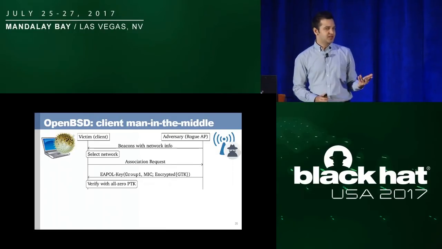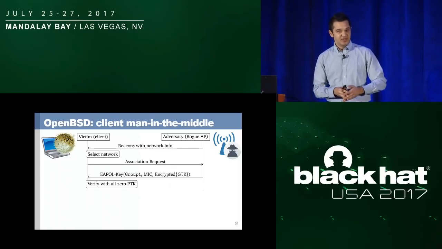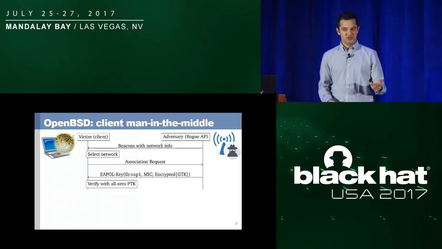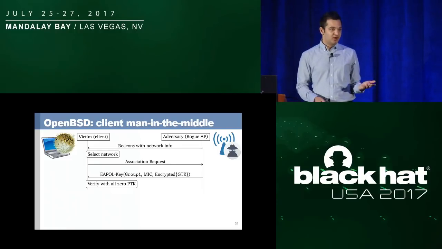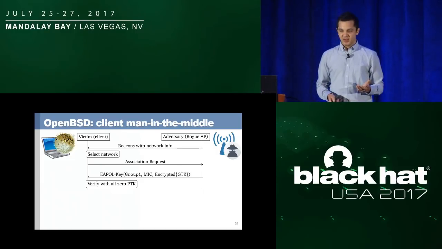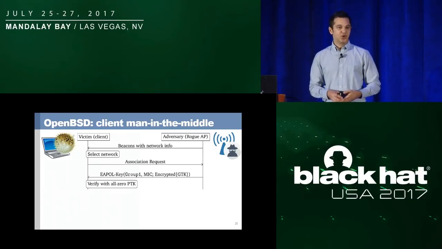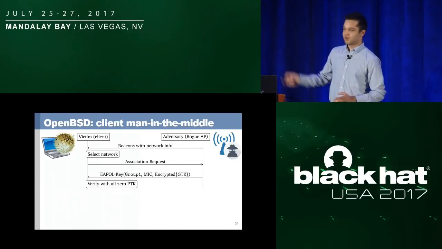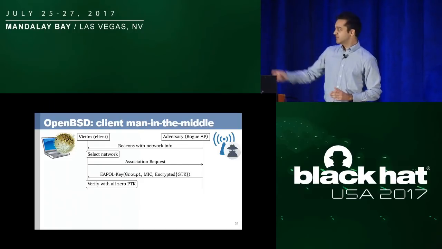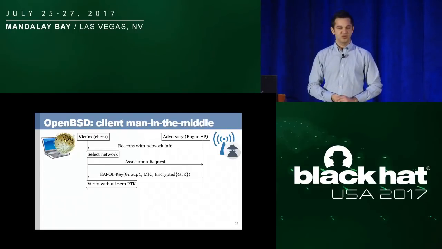So what's the group key handshake? The group key handshake is in a sense similar to the four-way handshake, except that it's used to transport the group key, which is used to encrypt broadcast and multicast traffic. So the interesting part here is that we have a very similar vulnerability to the previous case, where because the client hasn't generated the session key yet, it will use again an all-zero key to verify the authenticity of this frame. So as an attacker, we can easily forge this group message 1 frame, and the OpenBSD client will accept it.